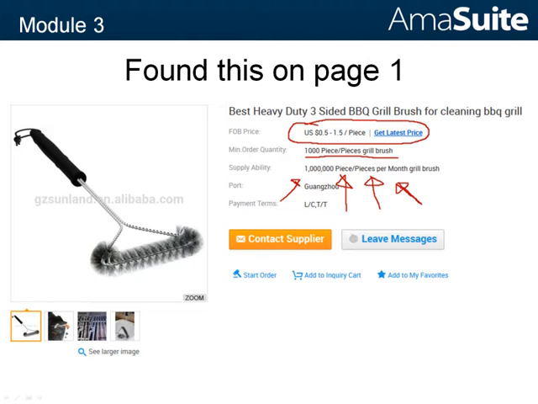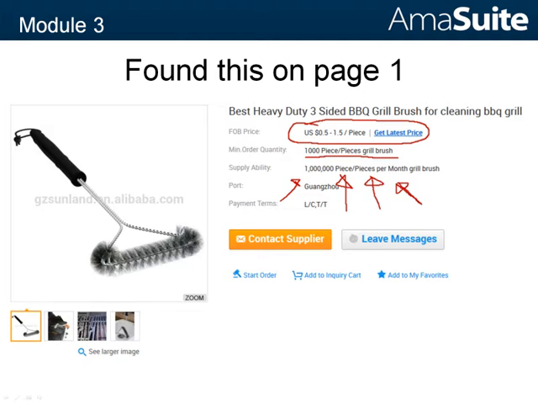So this is a product that I found on the first page when I was doing my search for barbecue grill brush. And I've circled a few things, underlined, and used some arrows here to highlight some things. Now, first of all, it's the price, right? 50 cents to $1.50. This price range is typically because they have multiple different products, most likely, which we'll get to in a moment.